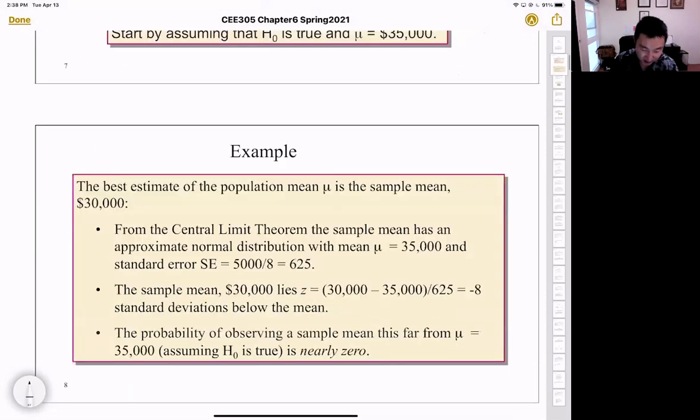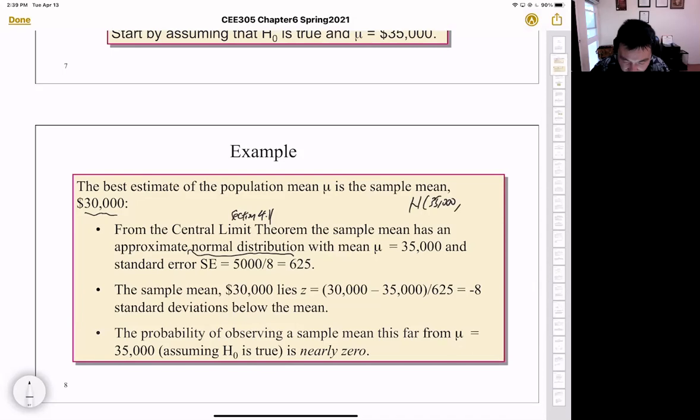the sample mean is only 30,000. And based on the central limit theorem, which is section 4.11, this is a large sample, so the sample mean will follow a normal distribution with the mean value of 35,000.